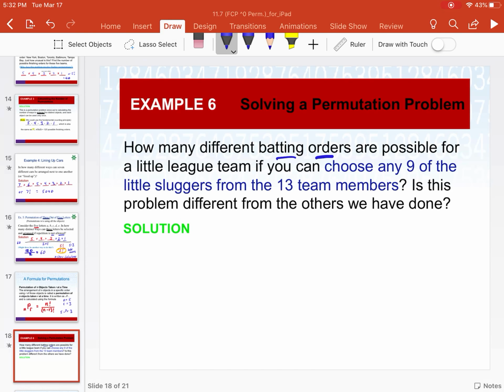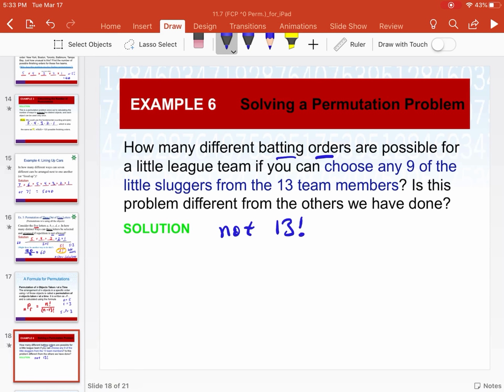And you need to ask yourself, is this problem different from the others we have done? Well, we're not picking all 13, so it's definitely not 13 factorial. That would be if we were using all 13 members, okay? And that number might be at the extent of your calculator. I'm actually plugging it in right now. That's a big number. That's like 6 billion, I believe. Yeah, that's a big number. But we're not using all 13, okay?